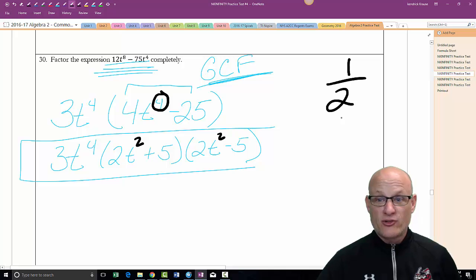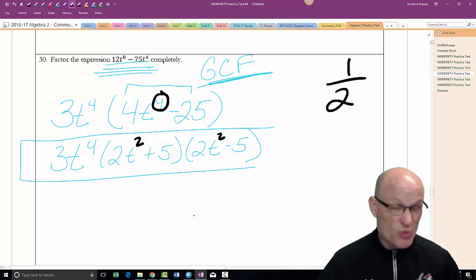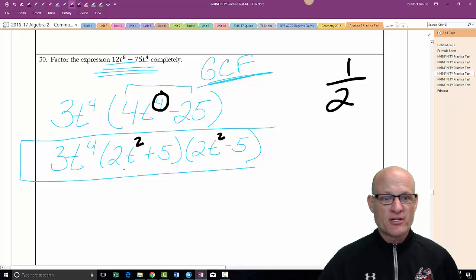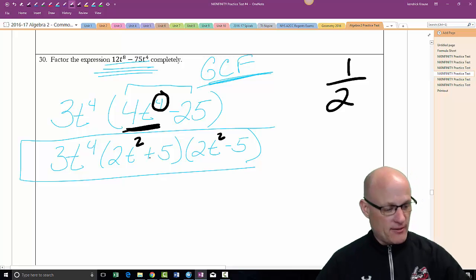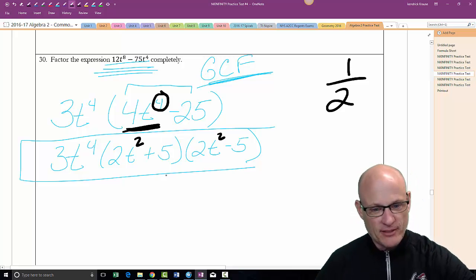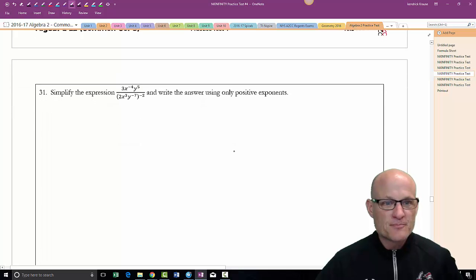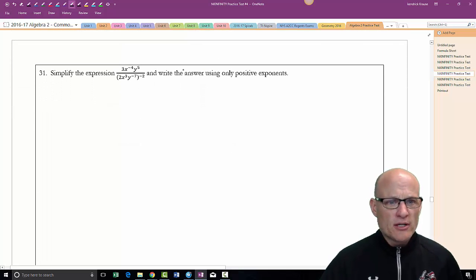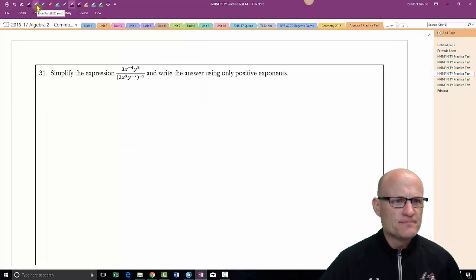You would have gotten a 1 out of 2 on that problem if you forgot those 2's. Makes a huge, huge, huge difference, right? Because this is 2t squared times 2t squared, which is 4t to the 4th. All right, now you got it right. So don't make that mistake. Hopefully you didn't. Woo! All right, let's see what we got here.